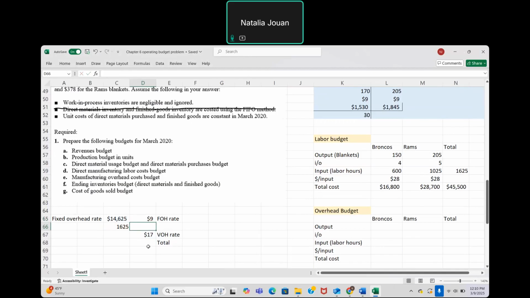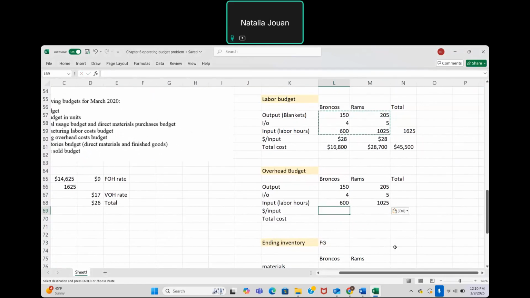Now we have a 9. So we add these two together, and that will be our total overhead rate. So the 17 is given, the 9 you figure out, and now you know this is 26. So with that rate, we can put that right here. So these three will be the same. This is the same driver. It's driven by number of labor hours worked, just changing the rate. This is 26. So for every hour of labor, we're incurring $26 in overhead.